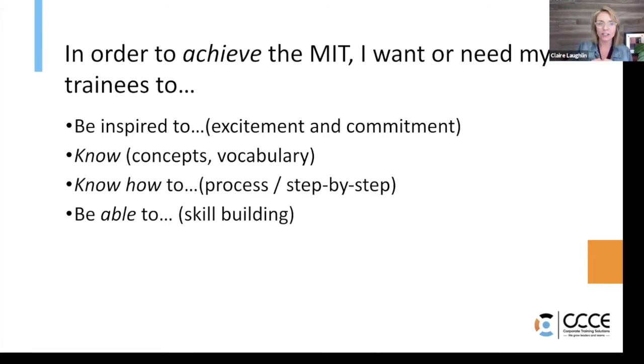Those are 3 different ways of teaching, as I'm sure many of you know. To know something is to work on the concepts or the vocabulary or whatever is necessary. To know how to do something is to understand the process or the step-by-step. And to be able to do something is to practice a skill. So maybe those are 3 building blocks. Like our first building block is about concepts and vocabulary, our second is about process, and our third is about skill. Could be, doesn't have to be, but that's just some ideas.